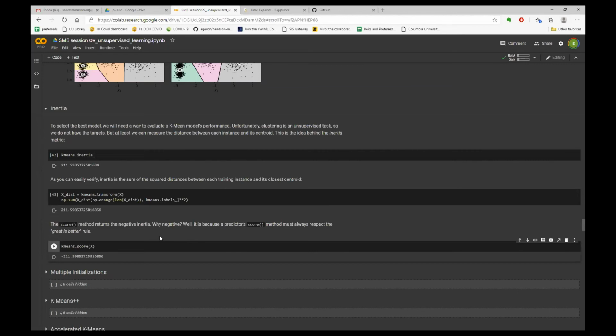So he makes a comment about the score method returning the negative inertia. Why negative? Well, it's because a predictor's score must always respect the great is better rule. And that to me does not make sense. So if anybody knows the context of why he's saying that, I have no clue. Sorry, guys. Do not know.